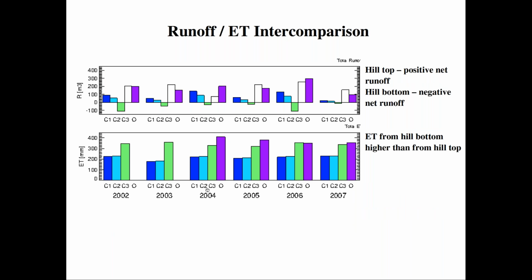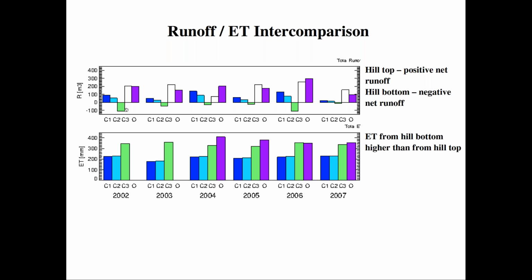So here's just a comparison of the annual totals for the different columns. If you focus on this first, each one of these is a different year. If you focus on this first year for the runoff, the blue to green show essentially the net runoff occurring for the different columns. And so the dark blue here is the upland column, and it's a net producer of runoff. You have a positive outflow from the column.